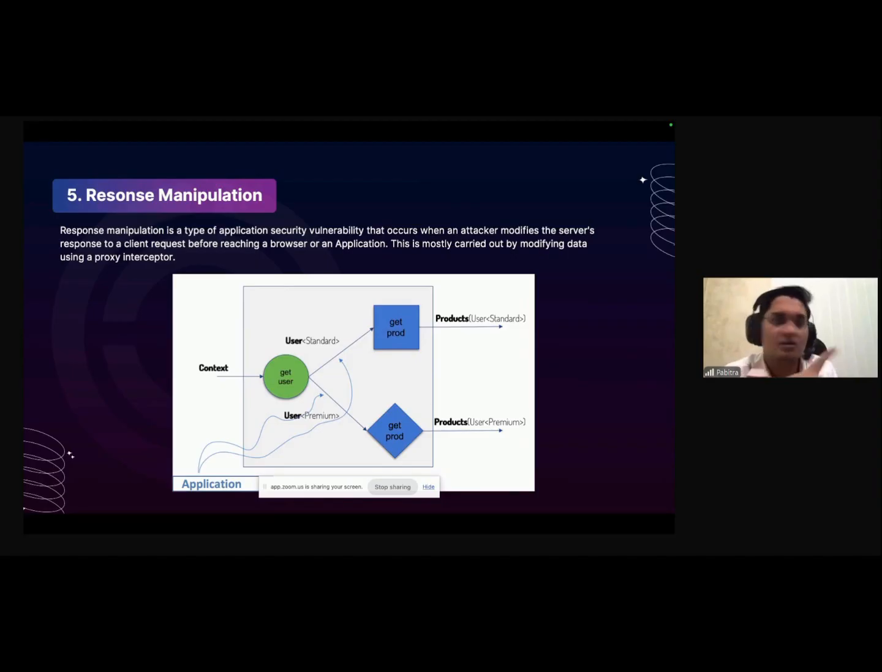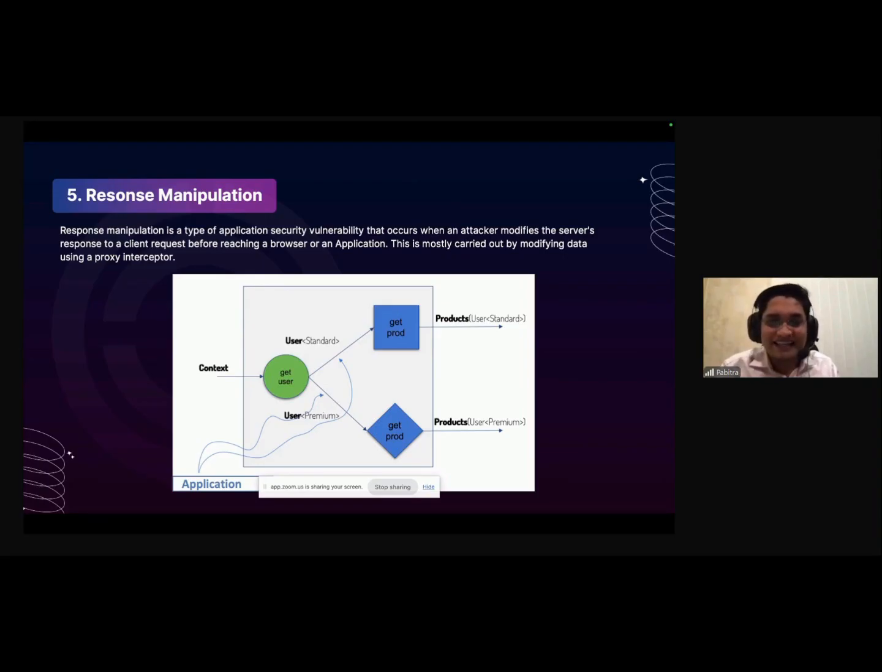And not just account takeover, login page bypass, or business logic issues, there are multiple varieties of issues that can be found through response manipulation. So these are the top five common vulnerabilities that we feel can be easily found by any penetration testing team.